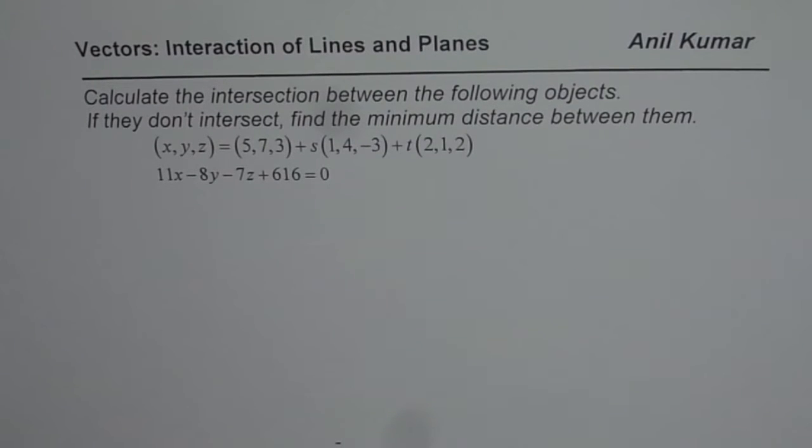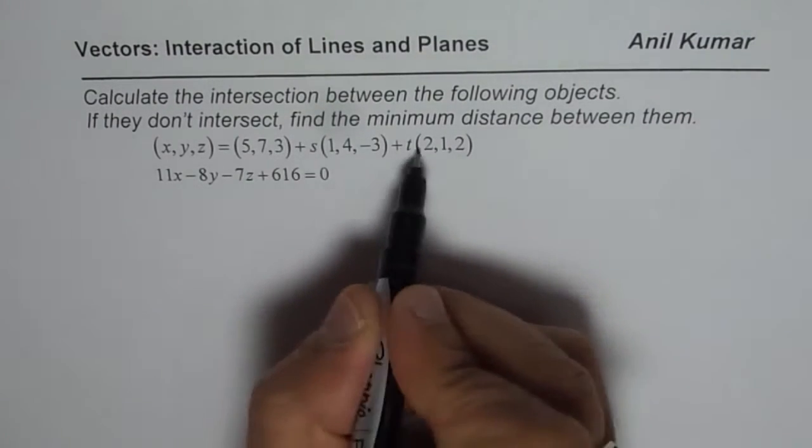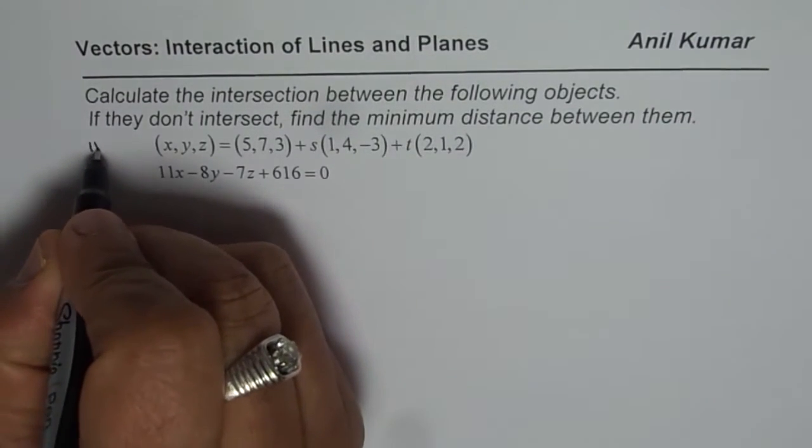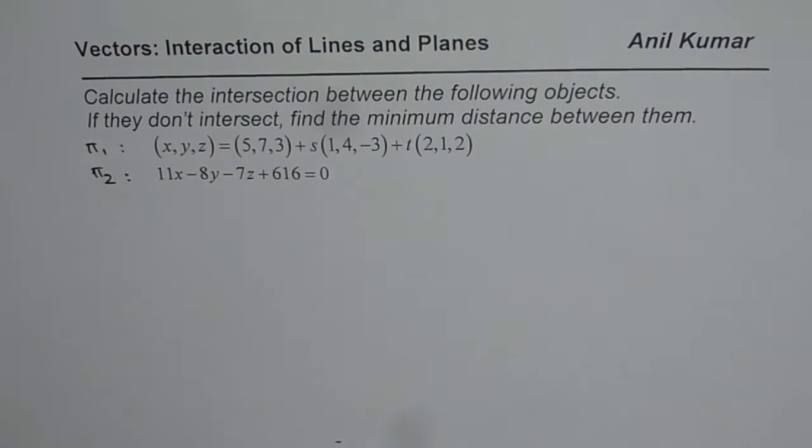Now these objects, as you can see, are both planes, right? One is the Cartesian form, and the other is the vector form in two parameters. So let us say these are my planes pi 1 and pi 2. So these are the two planes.